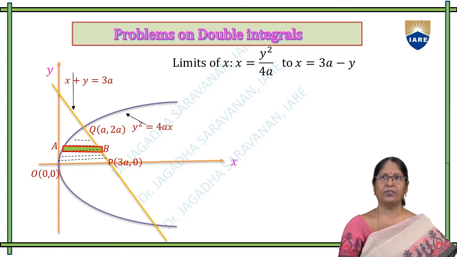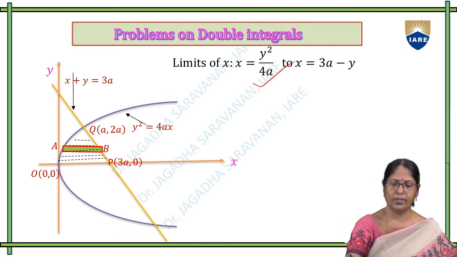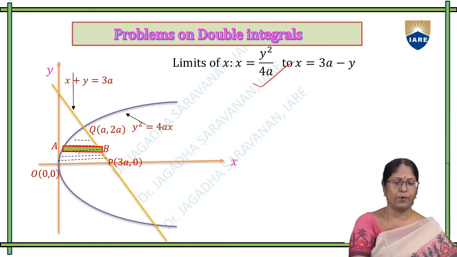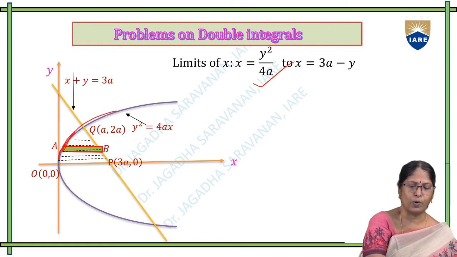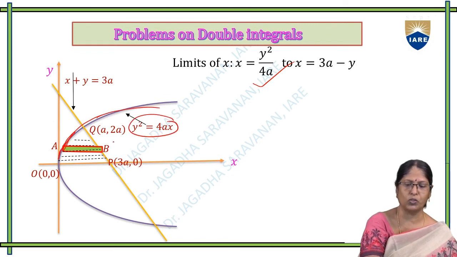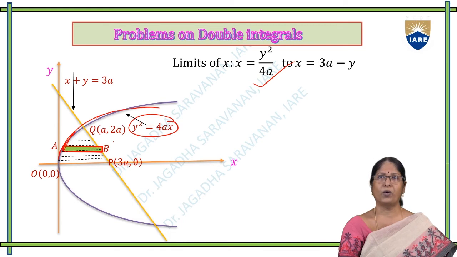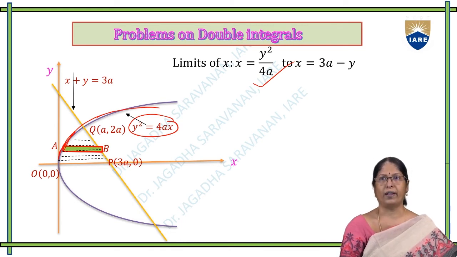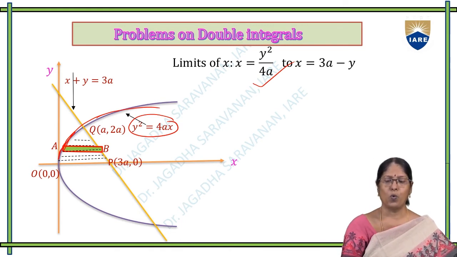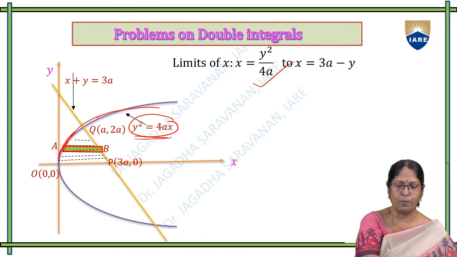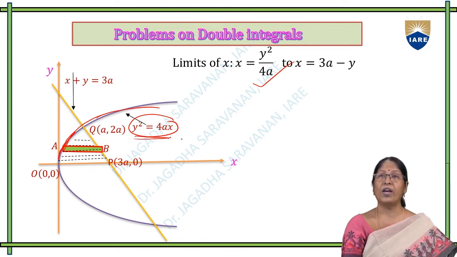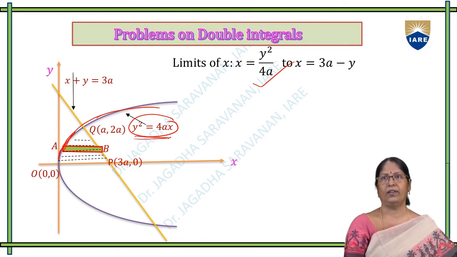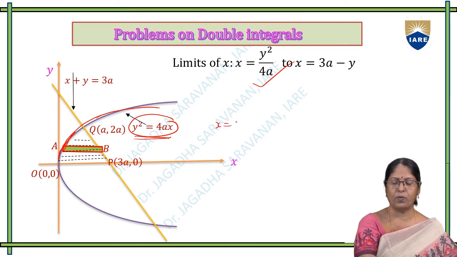So the point we can see here. This horizontal strip touches the parabola. Our parabola is this one, y square equal to 4ax. So we wanted x limits. From this parabola, we are extracting x, that is x equal to y square by 4a.